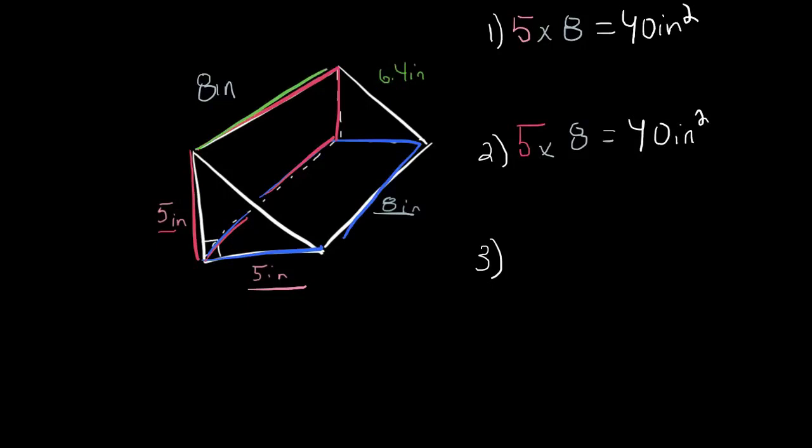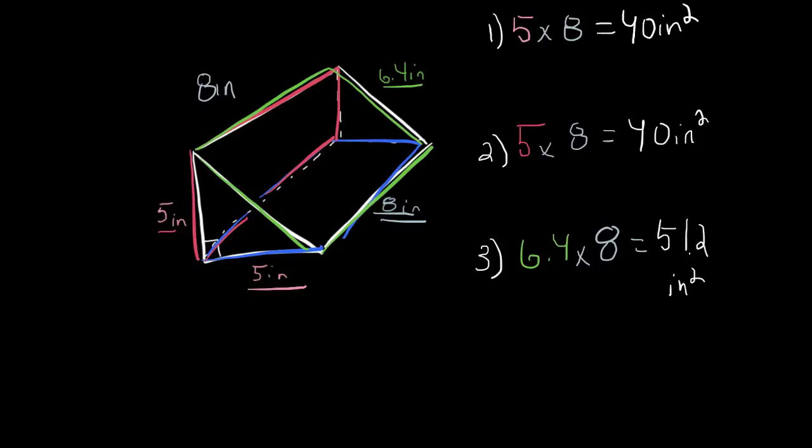The last rectangle is formed by the diagonal or the hypotenuse of the triangle and the length of the prism. So its dimensions are 6.4 inches multiplied by our 8-inch length of prism, which gives us 51.2 inches squared. Finally, we need to add the area of our bases.